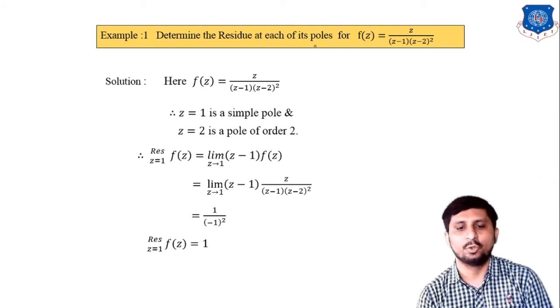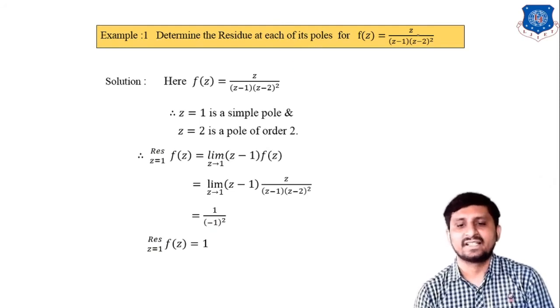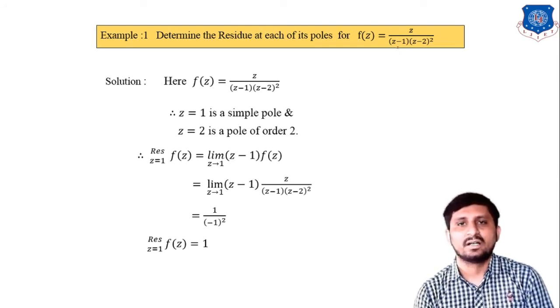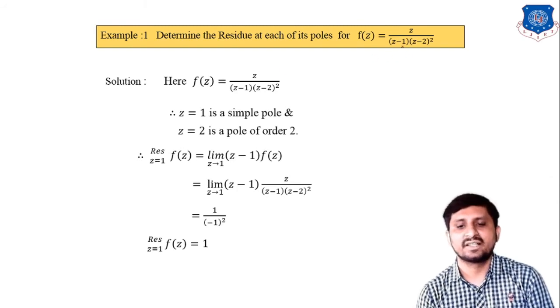Determine the residue at each of its poles for f of z equal to z upon (z minus 1) into (z minus 2) whole square. So first of all, what are the poles? The points where the denominator becomes 0 are singular points, or sometimes we call them poles. So 1 and 2 are poles, because at 1 and 2 the denominator becomes 0. Here the factor z minus 1 occurs only one time, so z equal to 1 is a simple pole of order 1. Here z minus 2 whole square, so z equal to 2 is a pole of order 2. And we want to find the residue at both points 1 and 2.